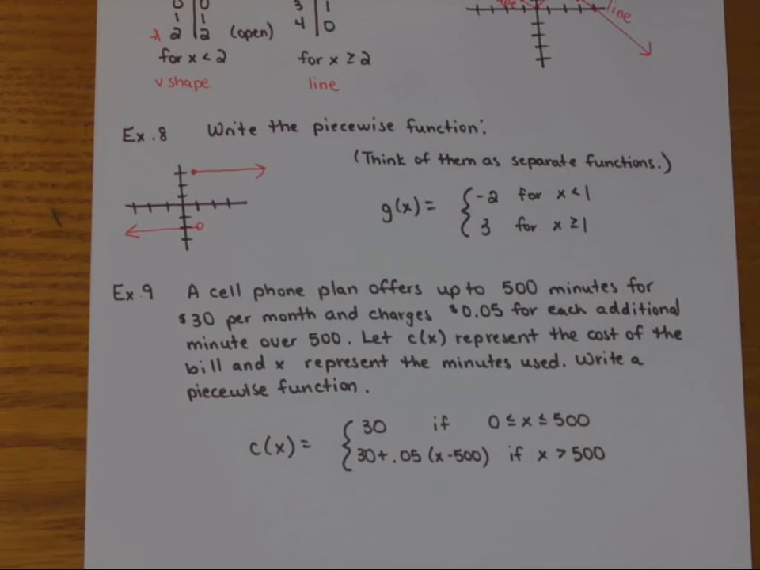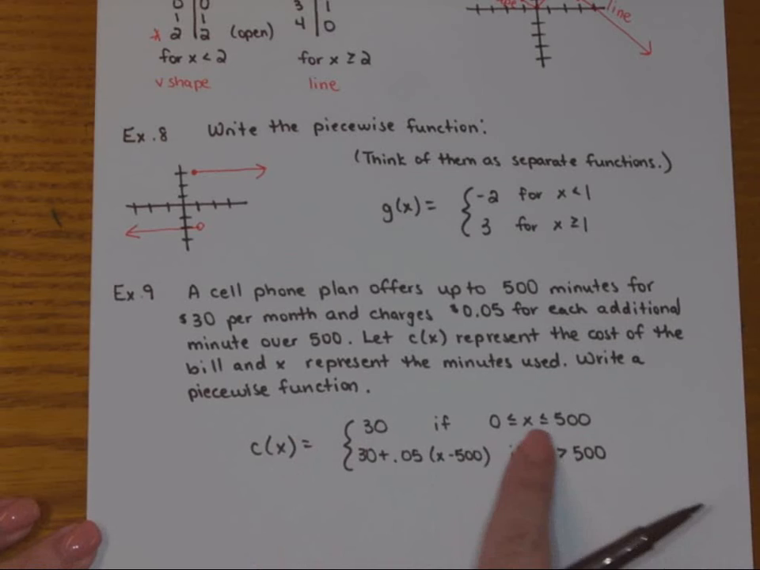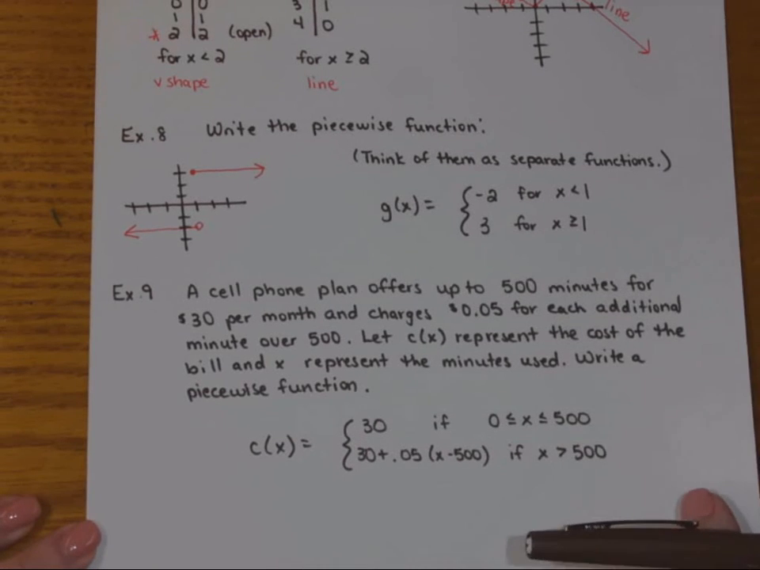Okay, so anytime there's a pattern change, we show it like this. We show it like a piecewise function.